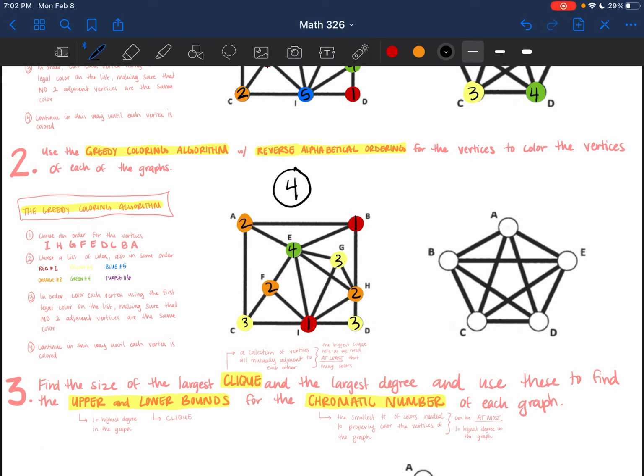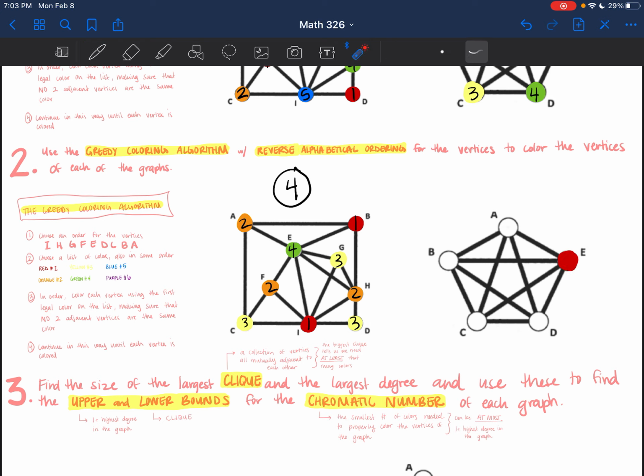So same thing we did in graph number 1. Just we're using reverse alphabetical order. So we are going to start with vertex E, because we don't have I, G, H, or F in this graph. So we start at E. And there's no other colors on the graph, so our first legal color is going to be red.